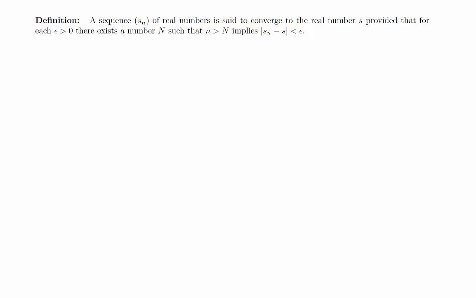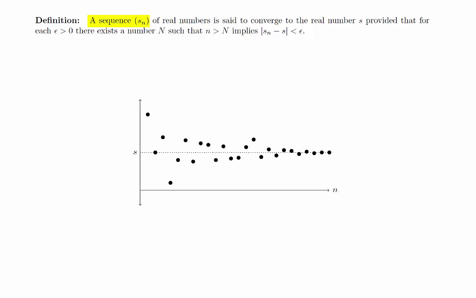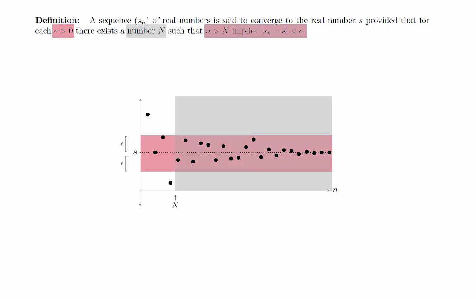We will break this definition down piece by piece. Let's look at a picture of the generic sequence s_n that's converging to s. At first, the sequence can be very erratic, but for it to converge, it means that eventually it settles down and all the values become very close to s. The value epsilon creates a narrow band around s. The task is to find a number N so that everything beyond N is within that band.